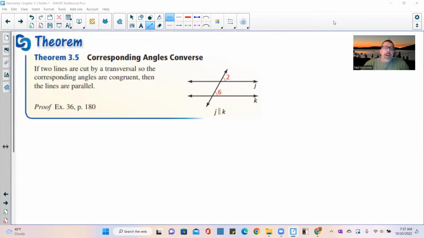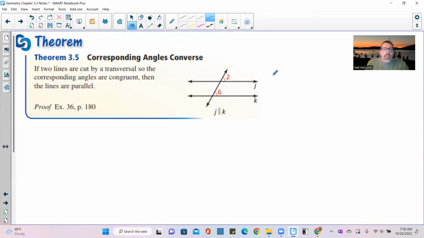Okay, theorem 3.5, corresponding angles converse. First of all, what is a converse? Well, let me go back to an if-then statement. If it rains, then I bring an umbrella. The converse to that would be, if I bring an umbrella, then it's going to rain. So all it's taking is the if part and making it the then, or the hypothesis becomes the conclusion, and the conclusion becomes the hypothesis. In other words, we're working backwards.